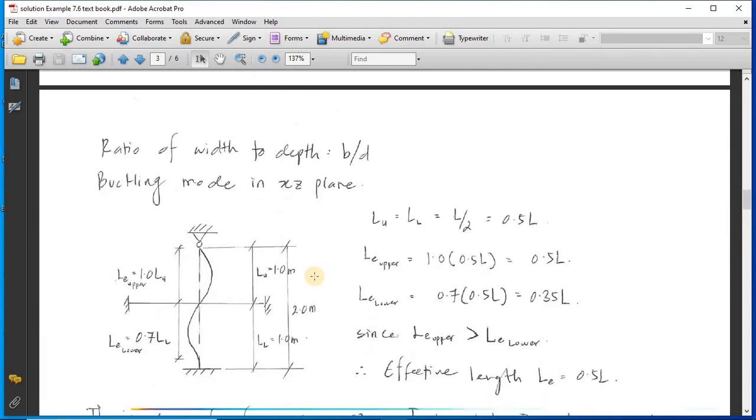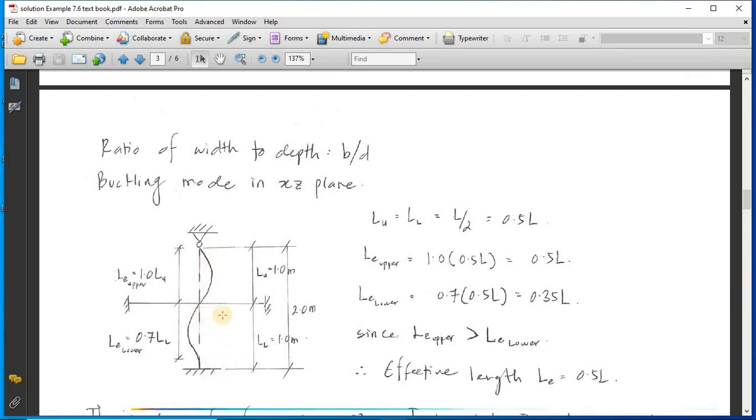In this plane, you can see that there is a brace. Normally in a frame structure, the brace comes from the beam. In this diagram, the buckling shape of the column is in the form of a double curvature, where you can see the upper curvature and the lower curvature.